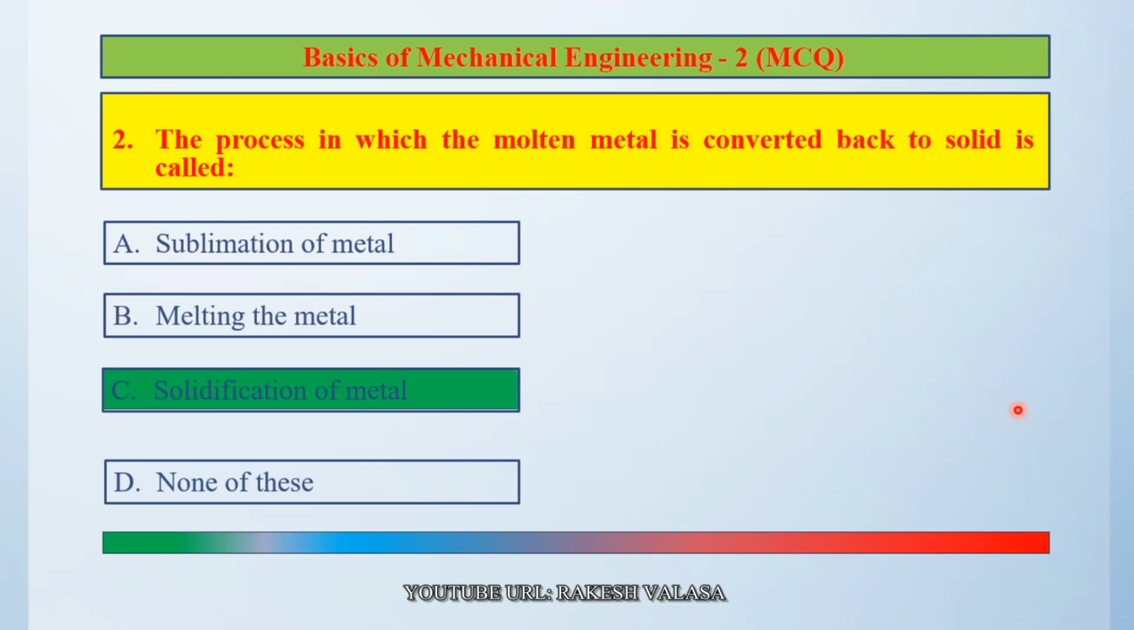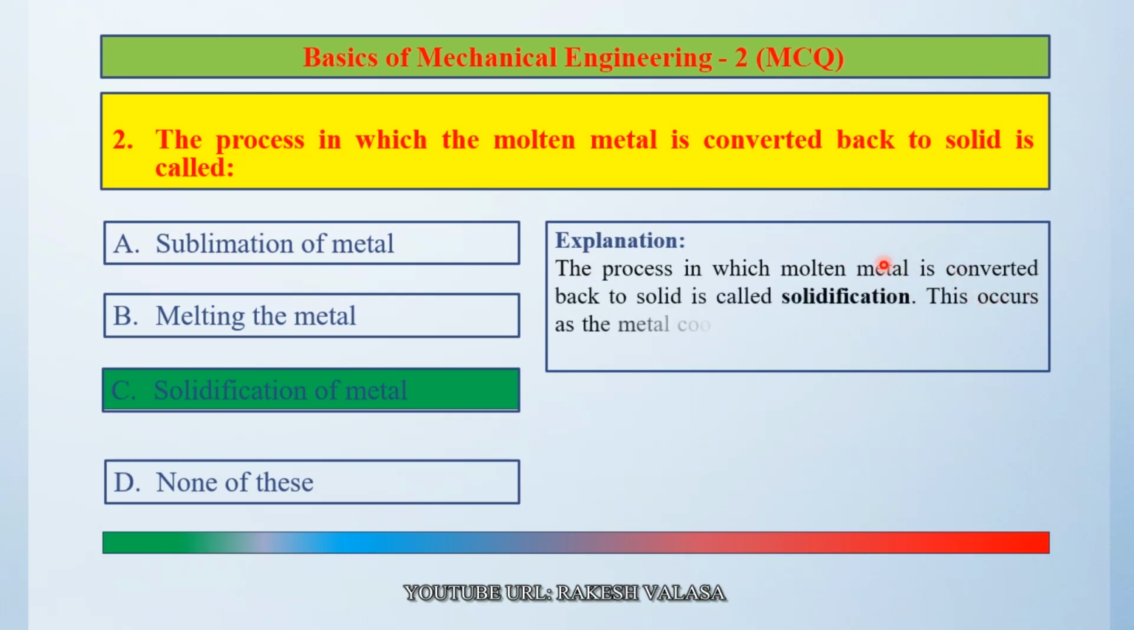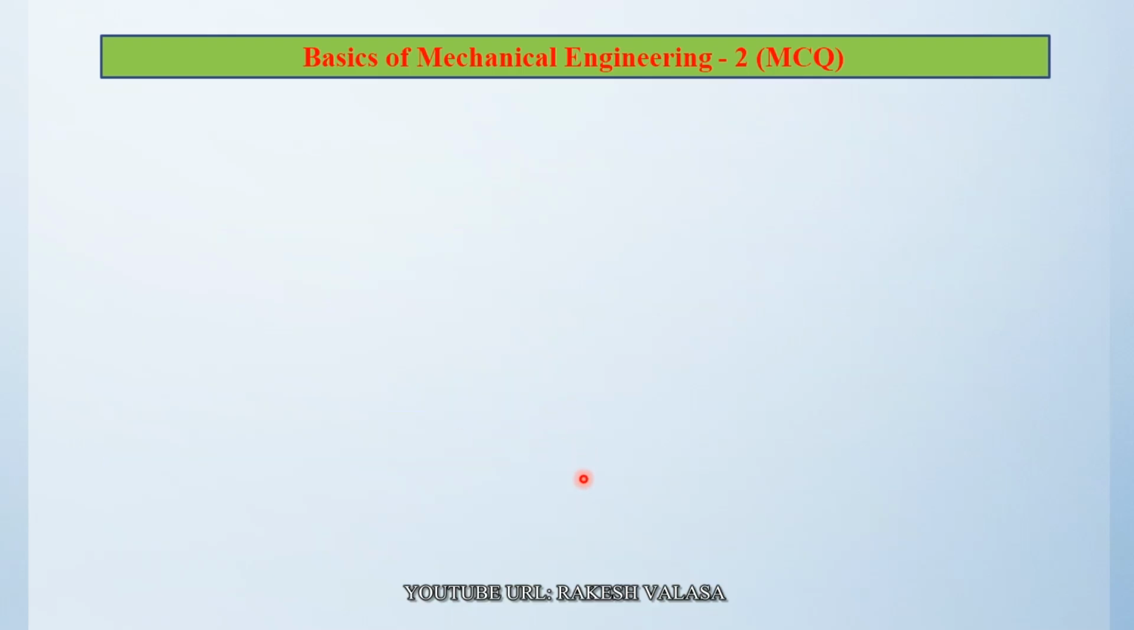Let us see the explanation. The process in which molten metal is converted back to solid is called solidification. This occurs as the metal cools and its molecules begin to form a solid structure. So the correct answer is option C, solidification of metal.